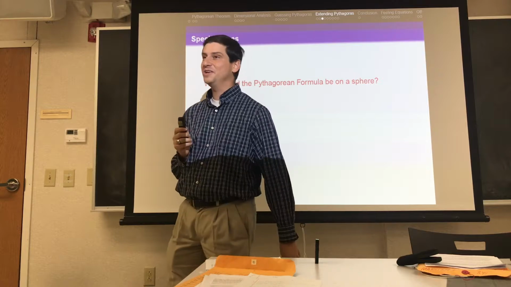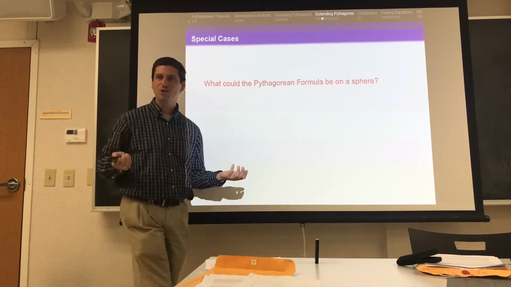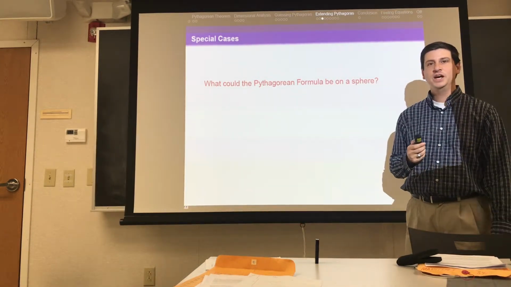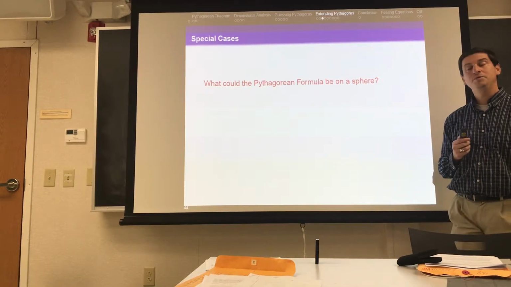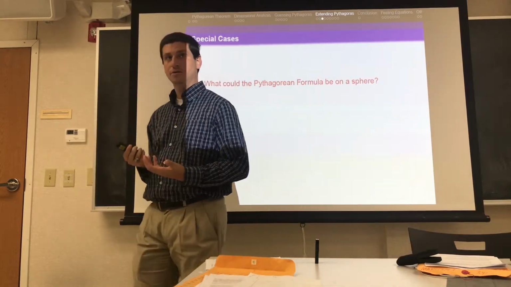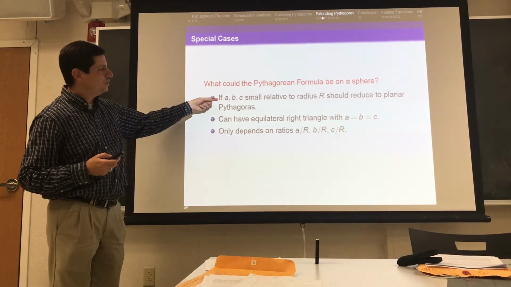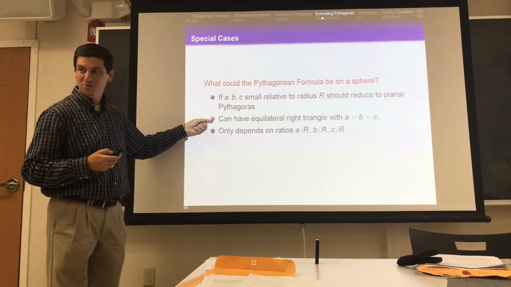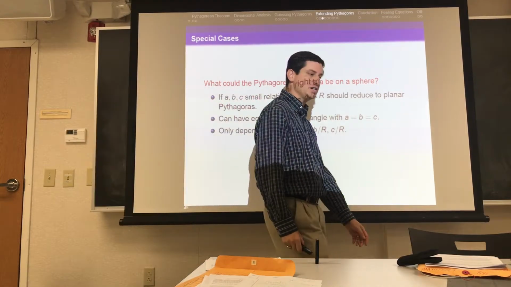There's three that you should be able to give me without too much trouble: X, Y, Z, or A, B, C, whatever we're calling the three sides. Those should definitely come into play for the formula. There's one other thing that should obviously come into play. Or maybe not obviously, but at least should be a candidate. R. Yeah, the radius of the sphere. And if A, B, and C are small relative to the radius, it should reduce to planar. We can't have an equilateral right triangle with A equals B equals C, as we mentioned. And it should only depend on the ratios A over R, B over R, C over R.